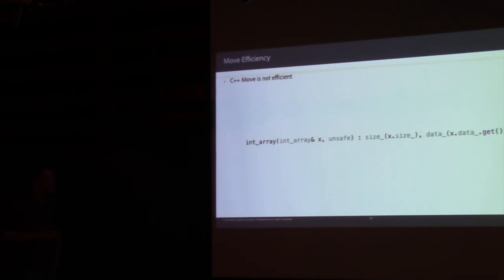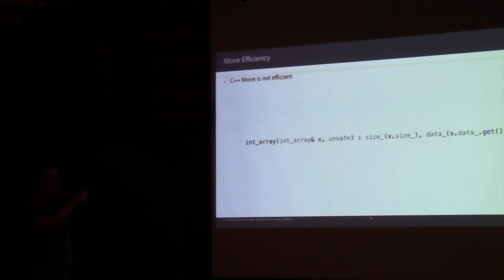Which is to say that this is somewhat the same way that ASL used to define move. We just have a constructor that takes a little tag. Unsafe is just a class, class unsafe, brackets, right? Okay, so this is our unsafe move constructor. So we're going to do an unsafe move of all of our members, which in this case is going to be copy the size over. And for our unique pointer, I'm going to fake it out, and I'm just going to grab the pointer right out of that unique pointer.